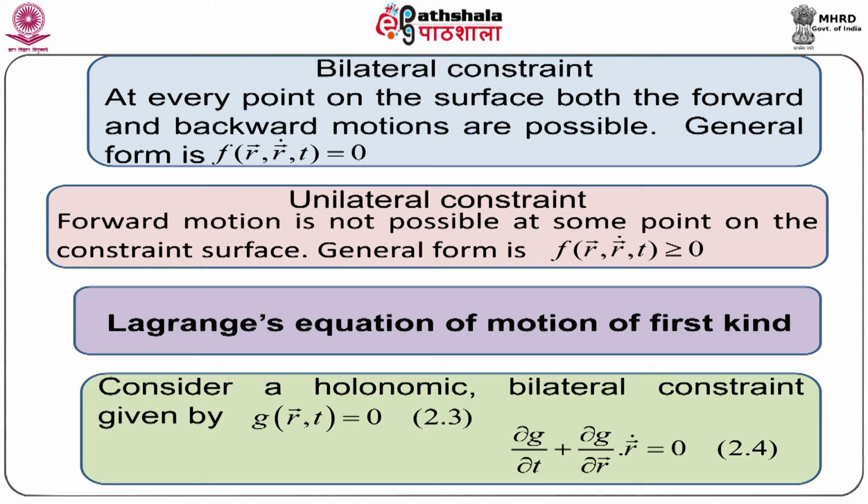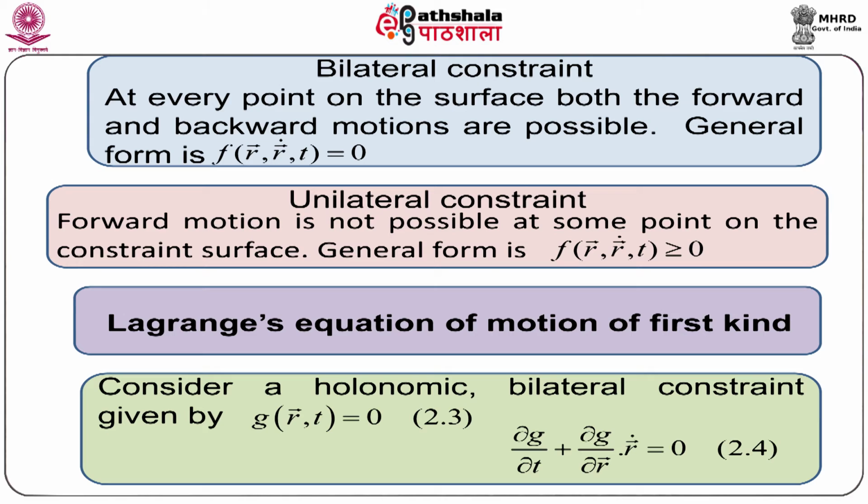Now let us derive Lagrange's equation of motion of first kind. First of all, consider a holonomic bilateral constraint given by g(r vector, t) equal to 0. Please note that this constraint relation is independent of velocity r vector dot. So, this constraint is holonomic. It is an equation, so bilateral.